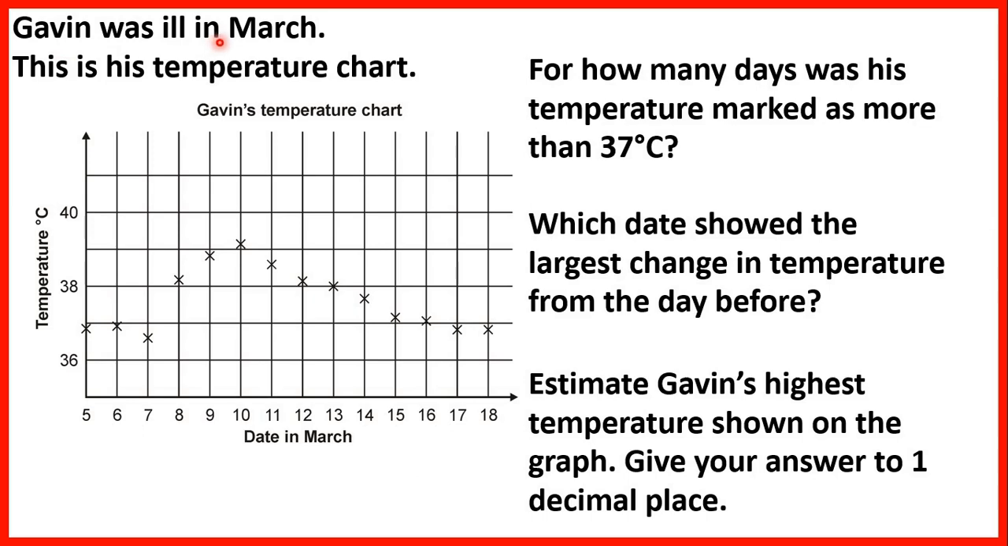Gavin was ill in March. This is his temperature chart. For how many days was his temperature marked as more than 37 degrees?